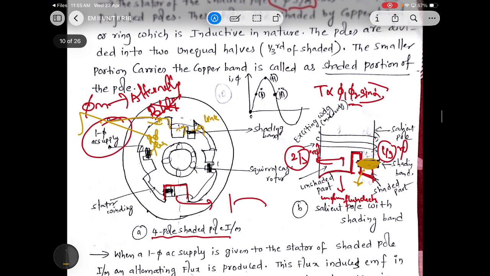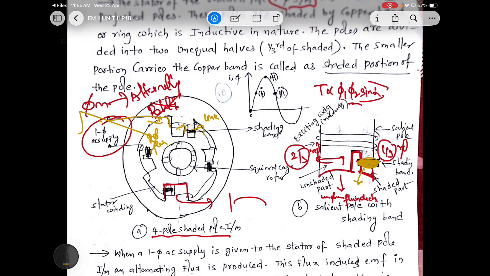Here, once the winding is generated, this rotating flux will link with this copper band. This copper band will generate some currents, circulating currents within it, in a closed path. So whenever the rotor is stationary, the conductor is linking with the main flux.